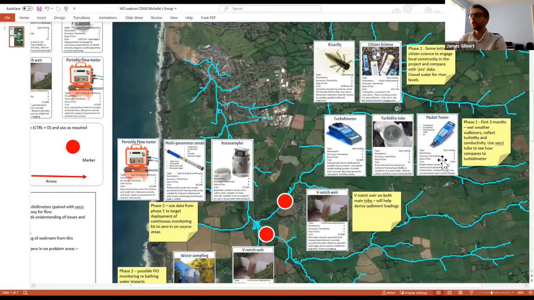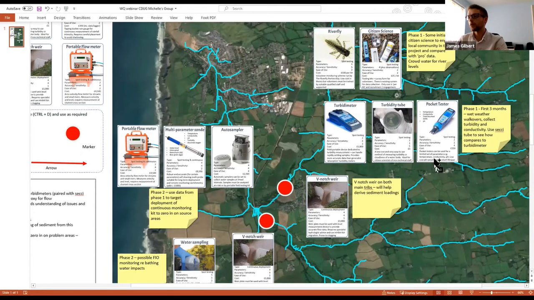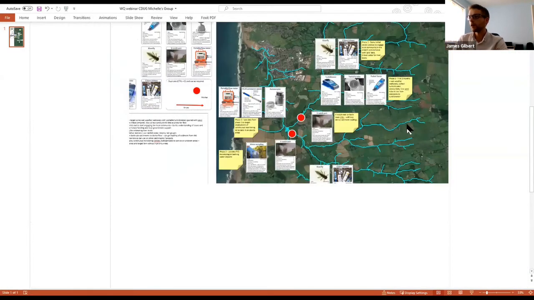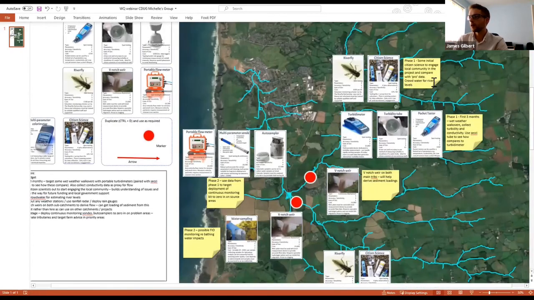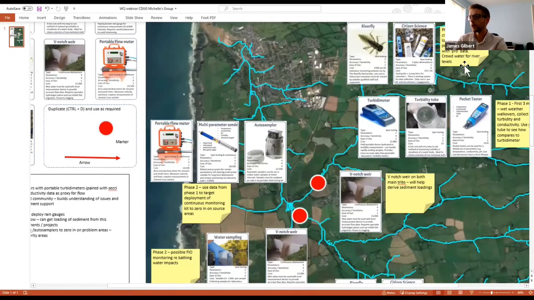The assumption being that you would observe a drop in conductivity when flows are up. You could also combine that with, Michelle mentioned the Crowdwater app, which enables relative level measurement. I don't know if you can add anything more to that. That's new to me, Michelle.